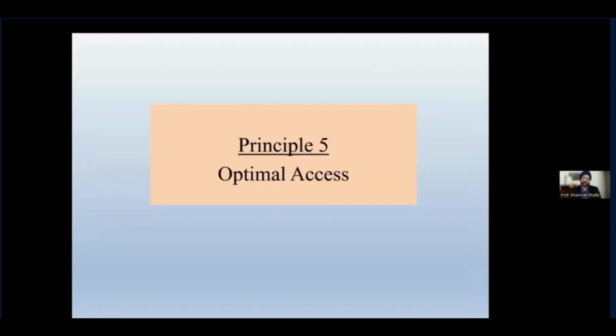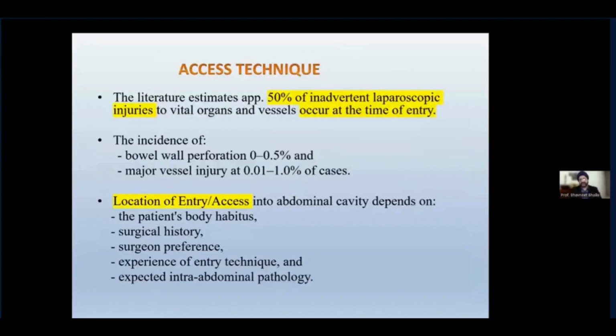On to the next important concept, which is optimal access. If you scan through the literature, it is reported that 50% of the inadvertent laparoscopic injuries occur at the time of entry, when you are going to put your Veress needle. There is a reported incidence of 0 to 0.5% for bowel wall injuries or major vessel injuries. So safe access is the very important first step of laparoscopic surgery.